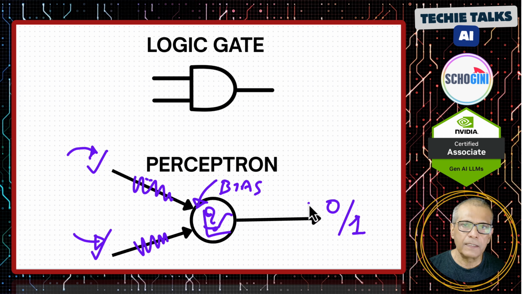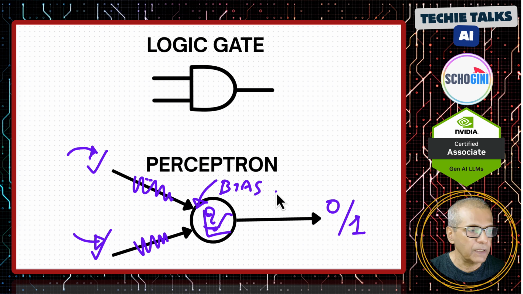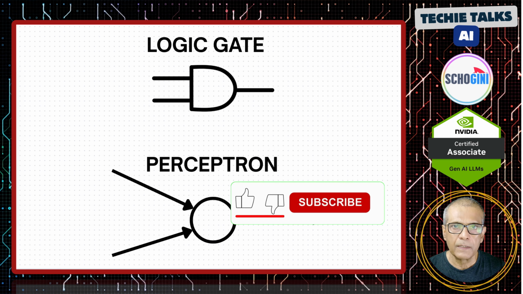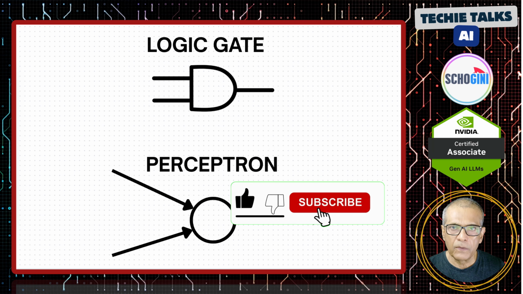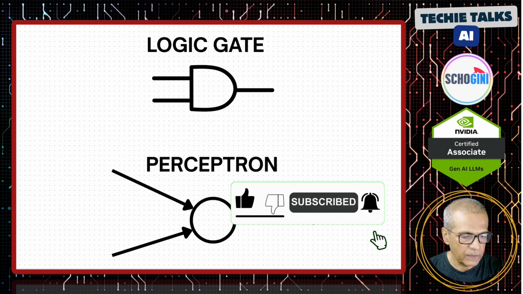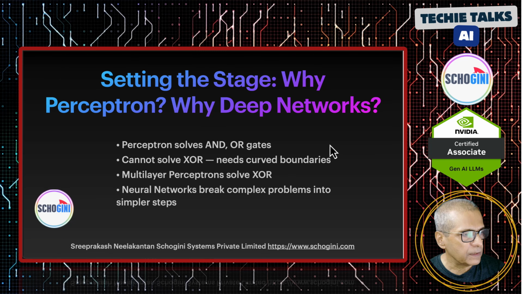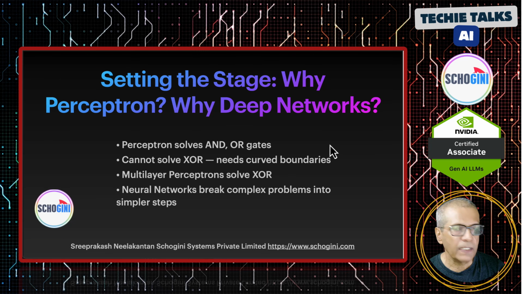Got it? So that is a perceptron, and this is not something new. The idea is similar to neuron, not exactly, but similar to how our neurons work. So now coming to our presentation, setting the stage, why perceptron, why deep networks? So let's look at this slide. A perceptron is one simple artificial neuron. This is somewhat similar to neuron, can easily learn basic logic gates.